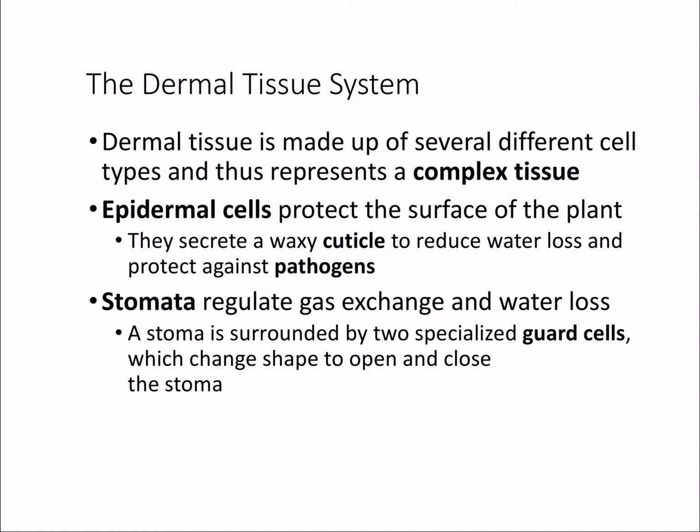And this is also where we find stomata. The stomata, we talked about earlier, regulate gas exchange and water loss. They allow carbon dioxide to go into the plant and also can close to keep water loss at a minimum. The guard cells are the ones that actually change their shape and open and close the stoma, or the stomata.